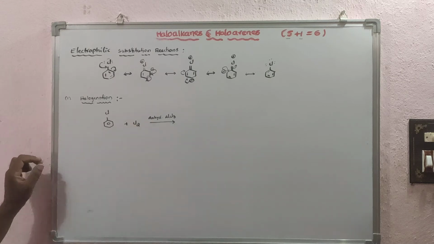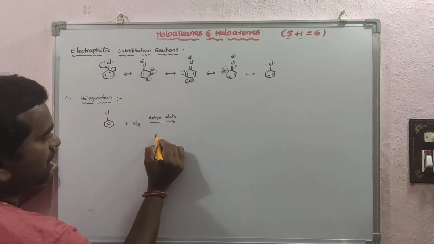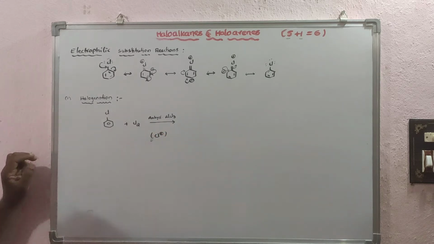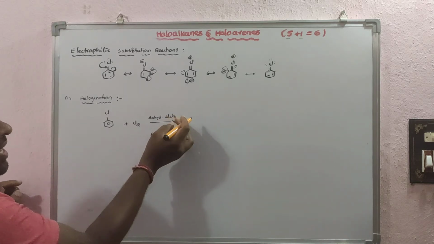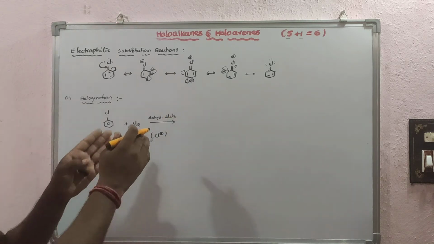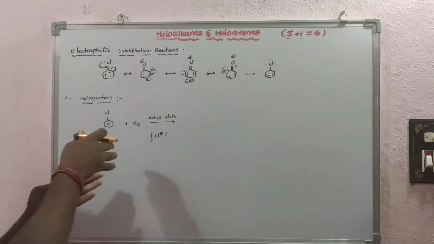Cl plus is the electrophile here. We have studied this already; this is the electrophile in this reaction. That's why AlCl3 acts as a catalyst. I will not explain it in detail here because you have studied it already in the first year.